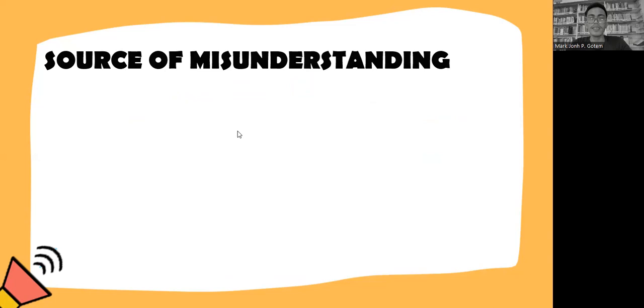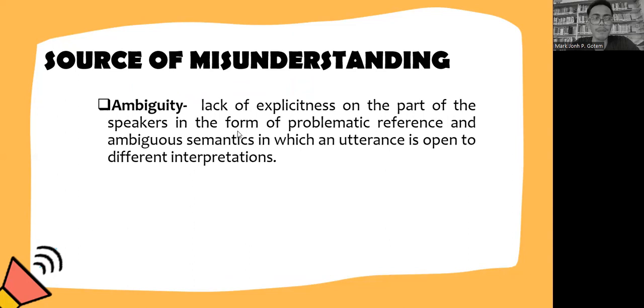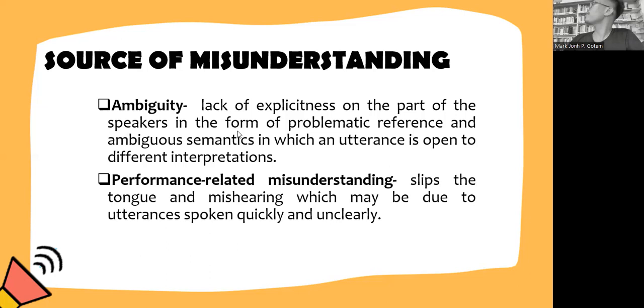Next, the following are the sources of misunderstanding. Misunderstanding between people of different cultures can be caused by the following sources. For example, ambiguity. It is the lack of explicitness on the part of the speakers in the form of problematic reference and ambiguous semantics, in which an utterance is open to different interpretations. Ambiguity means a lack of exactness of meaning in language. Next, we have performance-related misunderstanding: slips of the tongue and mishearing, which may be due to utterances spoken quickly and unclearly. That means stuttering.